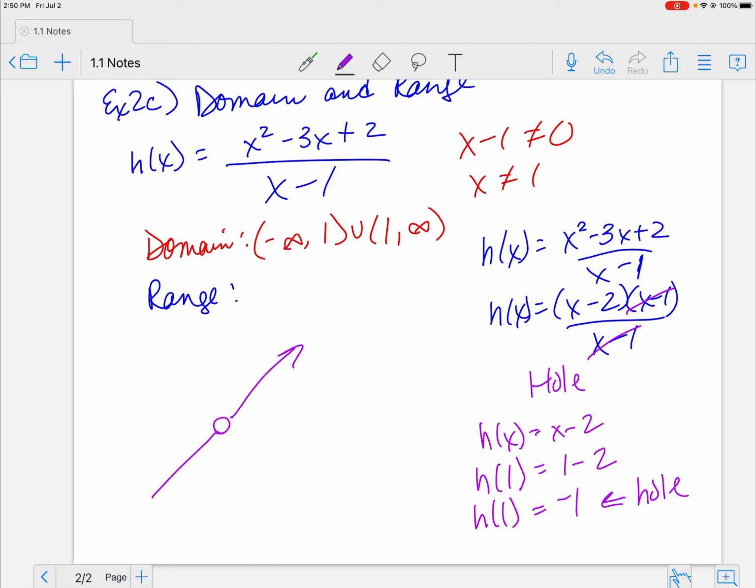So I've got this going along, I've got a hole, and then it moves on. The coordinate of this hole here is 1, negative 1. Which means my range is going to go from negative infinity to negative 1, and then negative 1 onto infinity. So if there was no hole, then you would check for horizontal asymptotes in order to determine if you're going to have anything there. Otherwise, your graph is infinite.